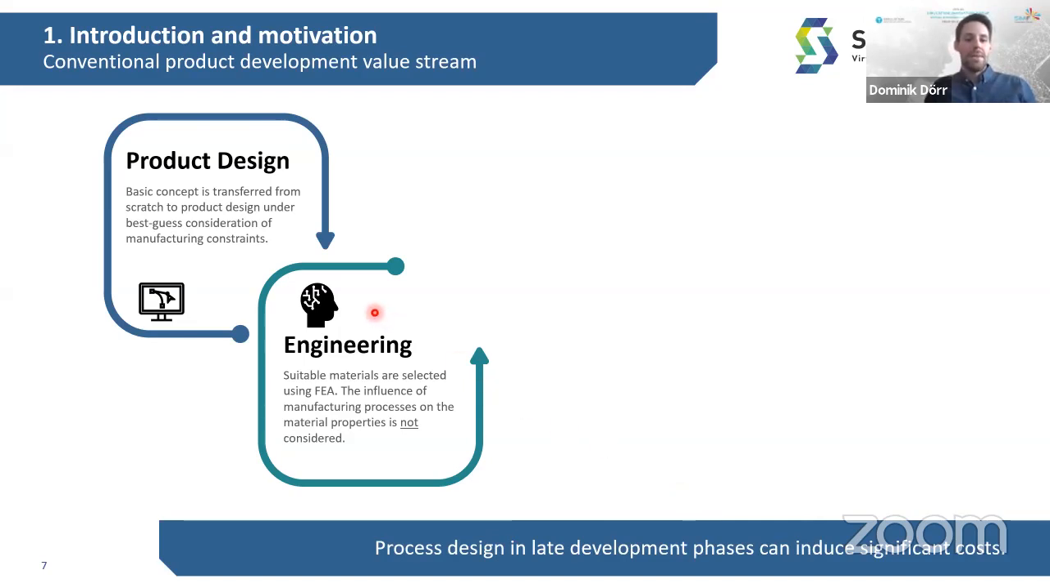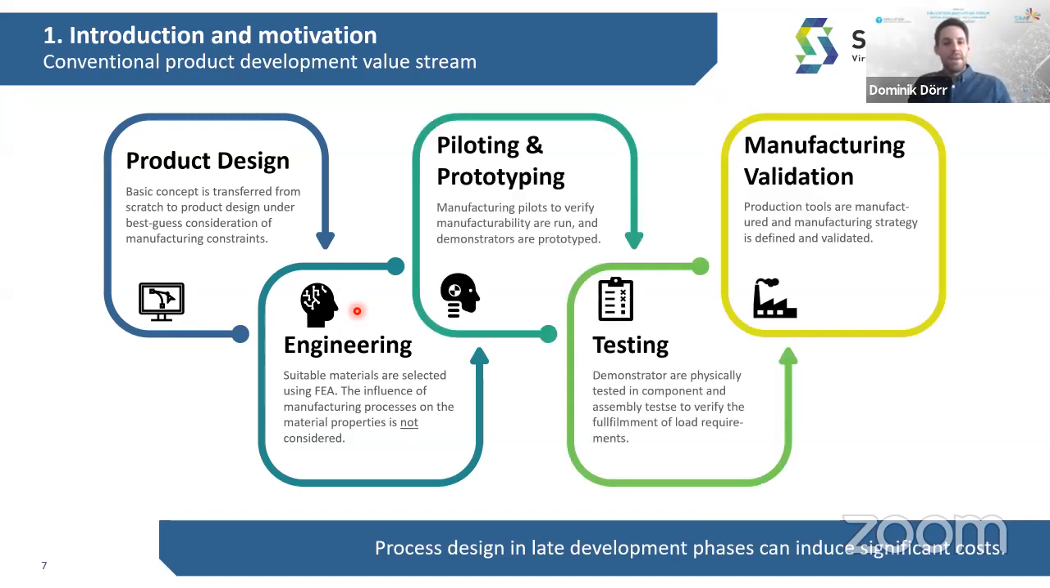This is brought in the next step into the engineering step, where finite element analysis is used to select suitable materials. Important here is that usually no manufacturing effects are considered. So this means that we do not know what is the influence of the manufacturing processes on the final structural behavior of our part. In the next step, it comes to manufacturing piloting and manufacturing of prototypes. These prototypes are then tested, and if the load requirements are fulfilled, it comes to the manufacturing validation and the large volume production.